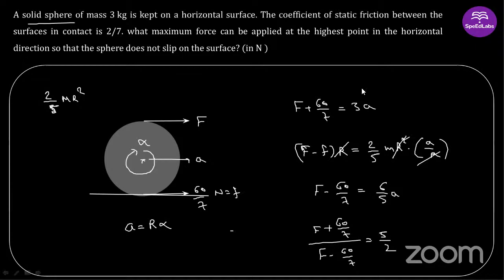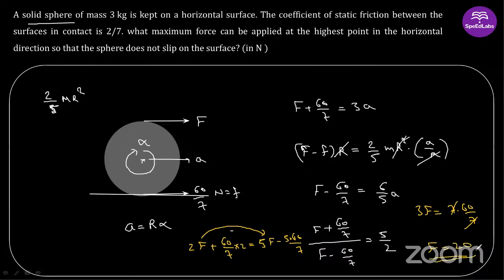Let me solve that. If you cross multiply, we get 2F plus 60 by 7 into 2 is equal to 5F minus 5 into 60 by 7. Eventually this thing goes this side and that thing goes the other way around. We get 3F is equal to 2 plus 5, 7 times 60 by 7. So 7 is cancelled, 3F is equal to 60, F is equal to 20. That's the answer. Is it clear?